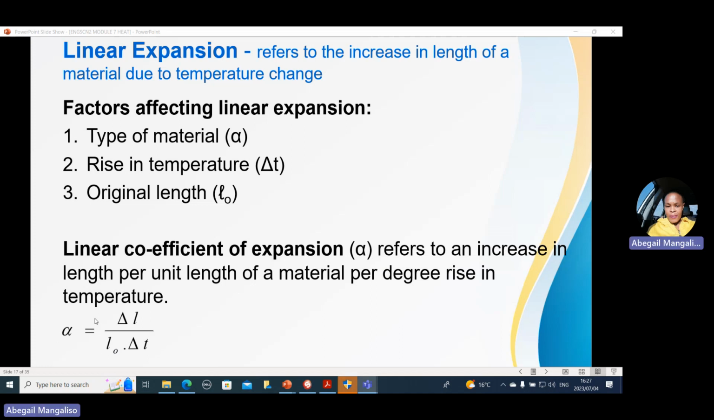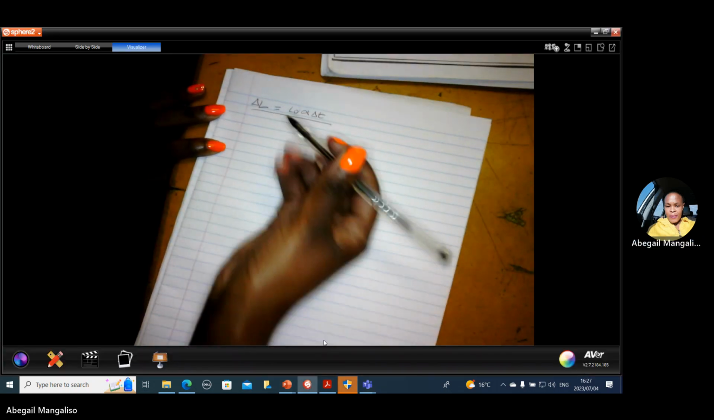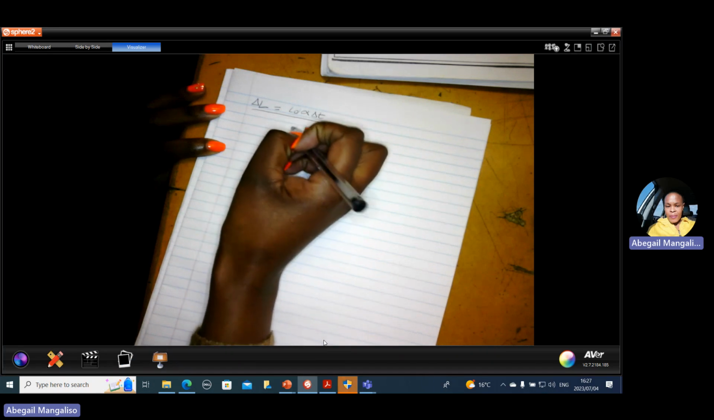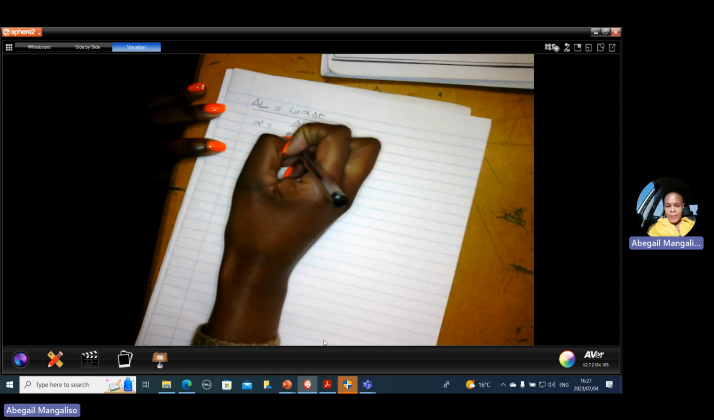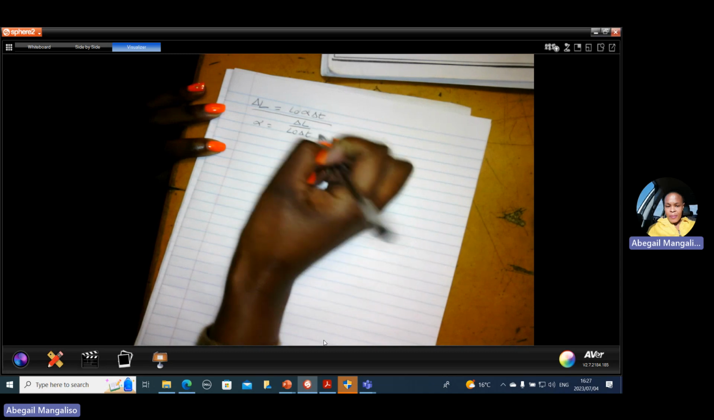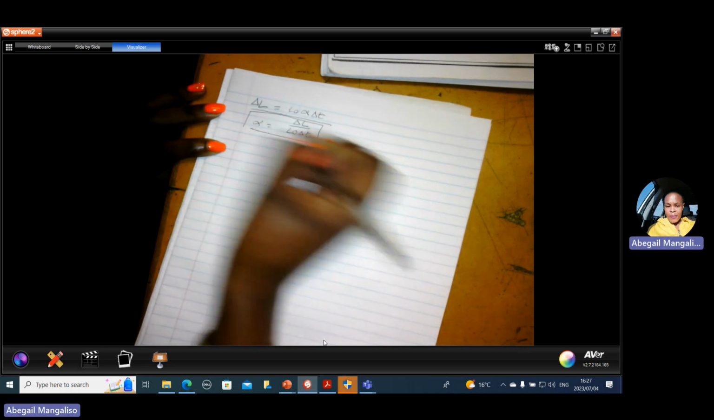When you make alpha the subject from this formula, you are going to have something like this. Alpha the subject, you divide both sides by LO delta T. So alpha would be equal to delta L divided by LO delta T. So this is the alpha.